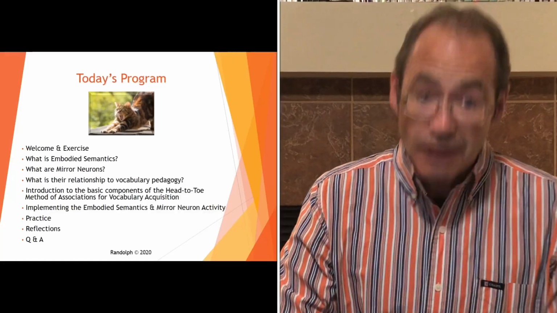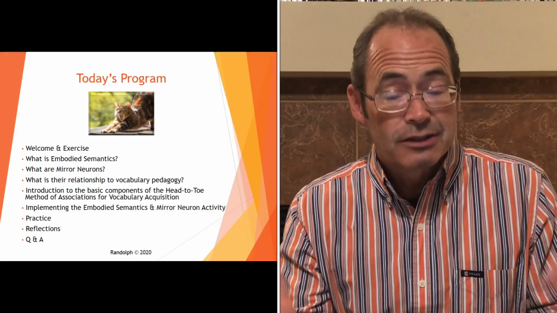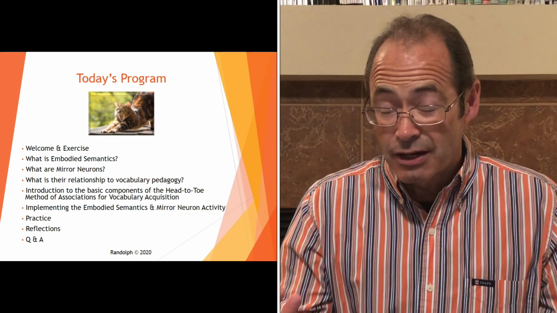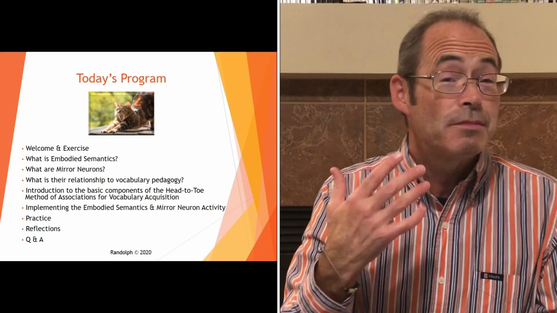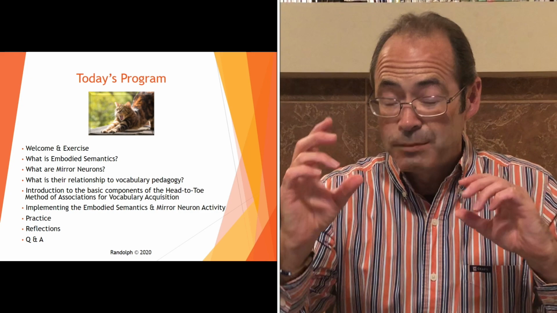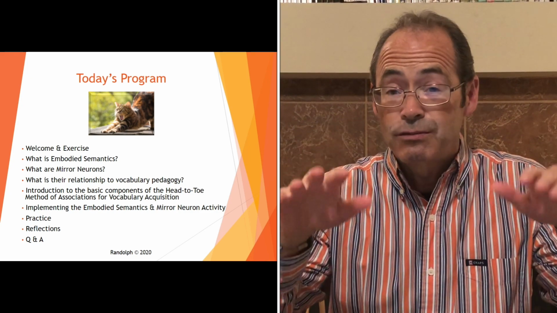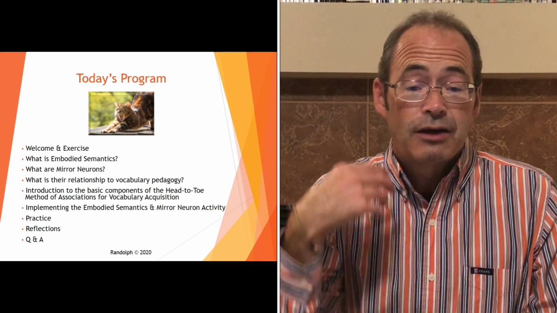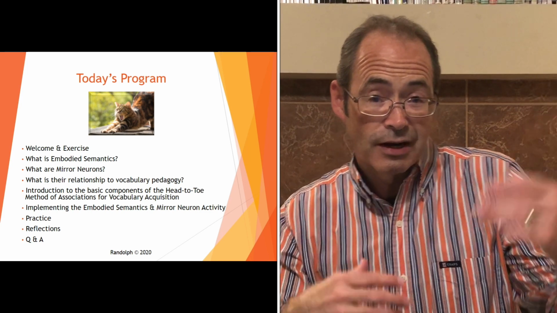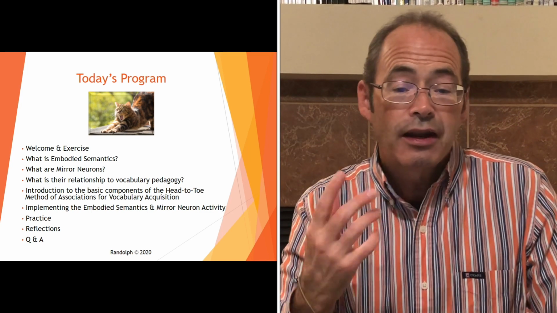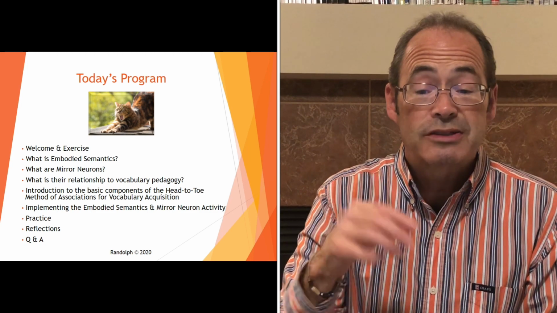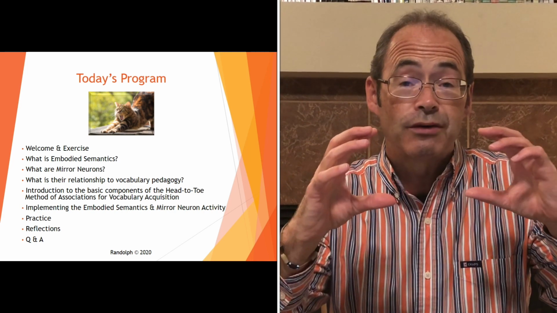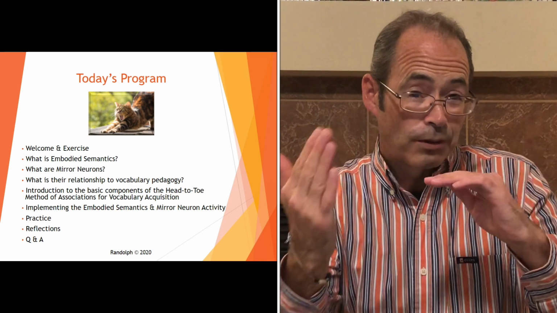Today's program involves the following. First, welcome and exercise, which we have already done. And then second, I want to go over what embodied semantics are. And then next we'll look at what mirror neurons are. These two elements are very important and pretty much set the foundation for our method today. Then we'll look at the relationship of mirror neurons and embodied semantics to vocabulary. And then I'll introduce the basic components of my head-to-toe method of associations for vocabulary acquisition. This is also a key component for learning vocabulary that we'll go over relatively briefly.